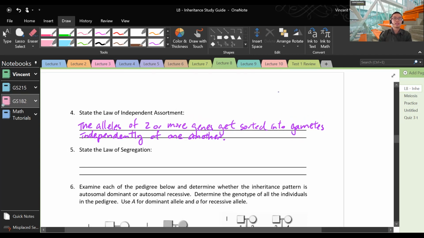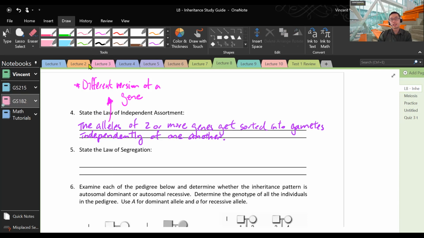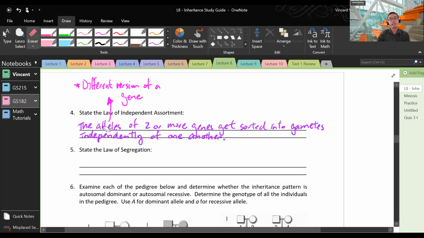But like, what does it mean? An allele. What is an allele? An allele is a different version of a gene. So you might have a gene for eye color, and the different alleles would be blue eyes, brown eyes, hazel eyes, green eyes. All the variations of that gene are called alleles. So which allele gets put into a gamete would be an independent event.